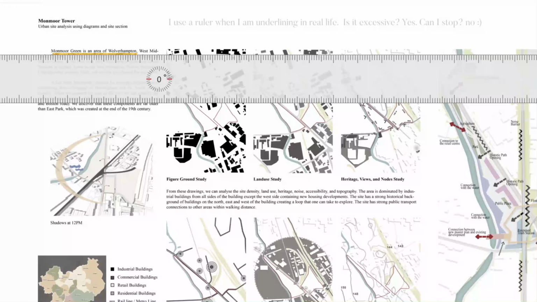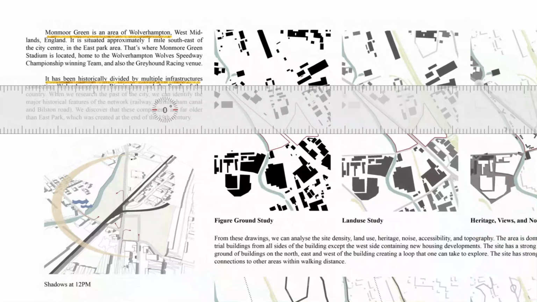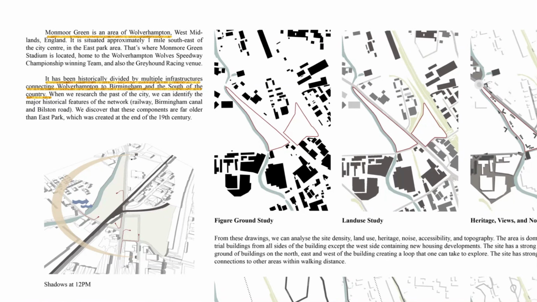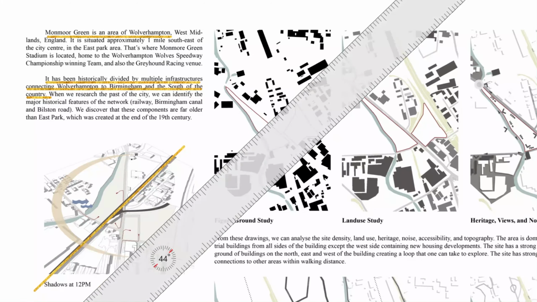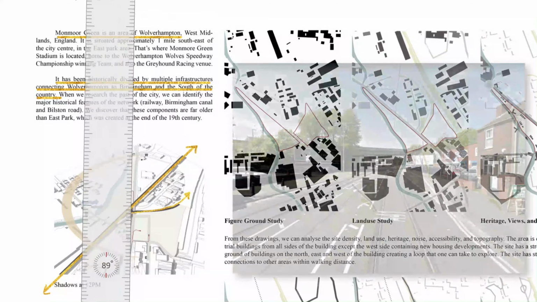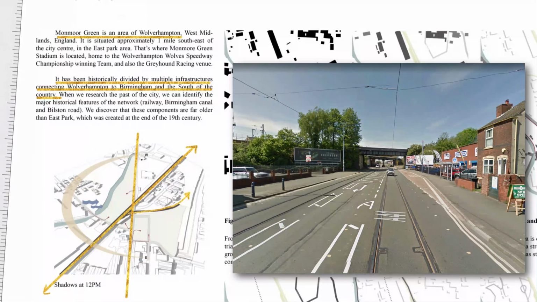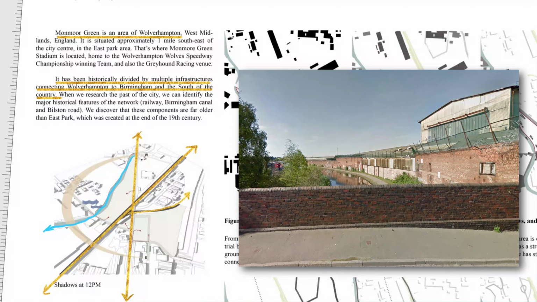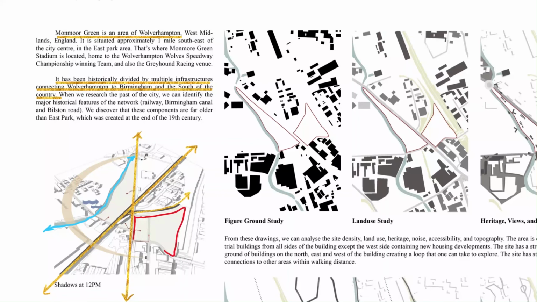It's an area called Monmore Green. It is known for its contribution to the Industrial Revolution, and this area has been historically divided by multiple infrastructures connecting Wolverhampton to Birmingham and the south of the country. So we have this train line here, and we also have this train line here, and then we have this line here, which is a motorway, which is a road slash tram line slash pedestrian slash everything. And we also have this canal right here. So you can see how the site has been divided, and also historically the site had some learning facilities, so it's a great idea to incorporate that into the new design.